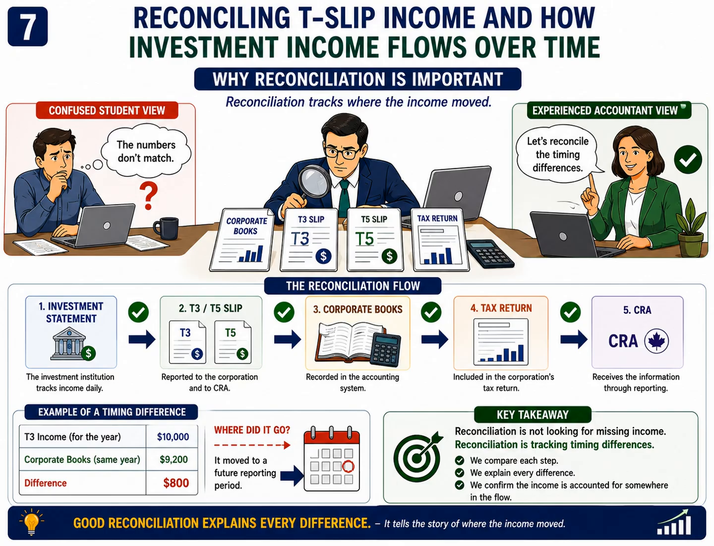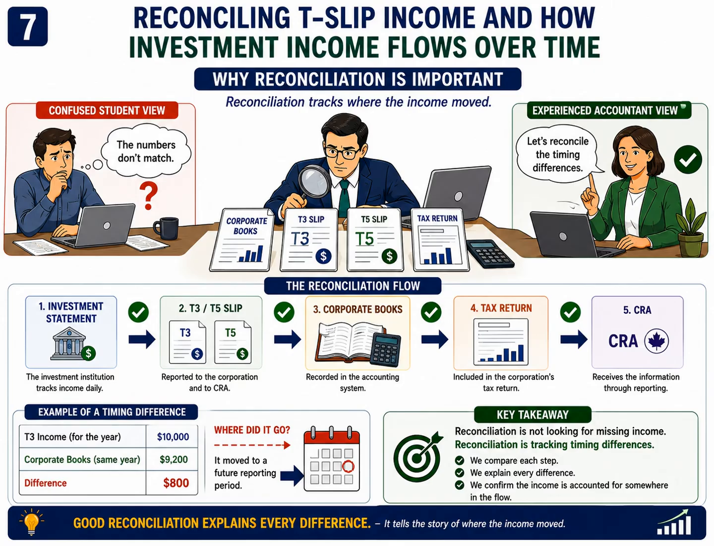While mistakes can happen, experienced accountants approach the situation differently. Their first question is usually not, "What's wrong?" Their first question is, "Can this difference be explained by timing?" That shift in thinking is extremely important.